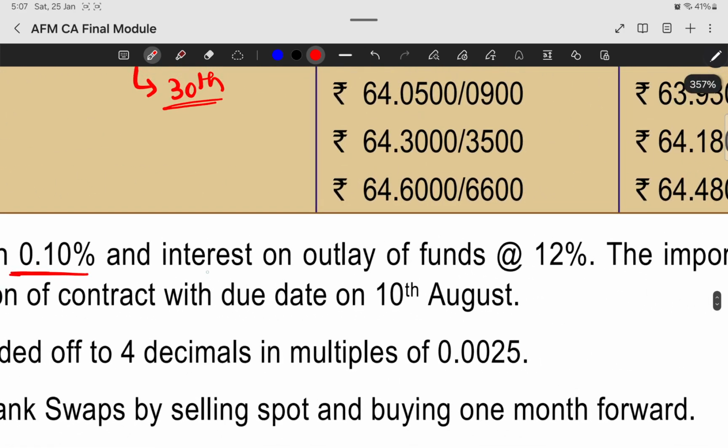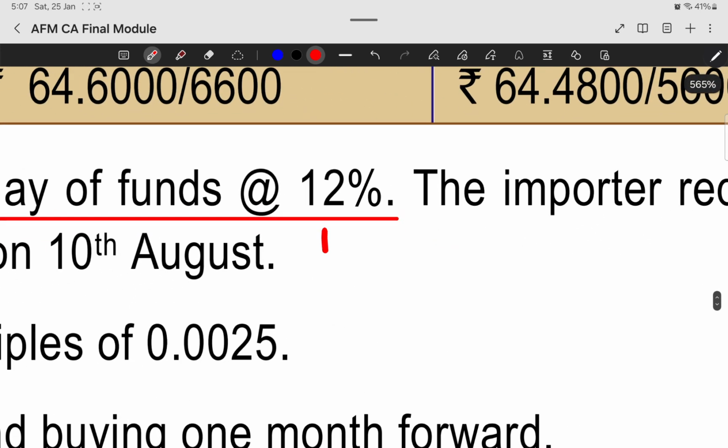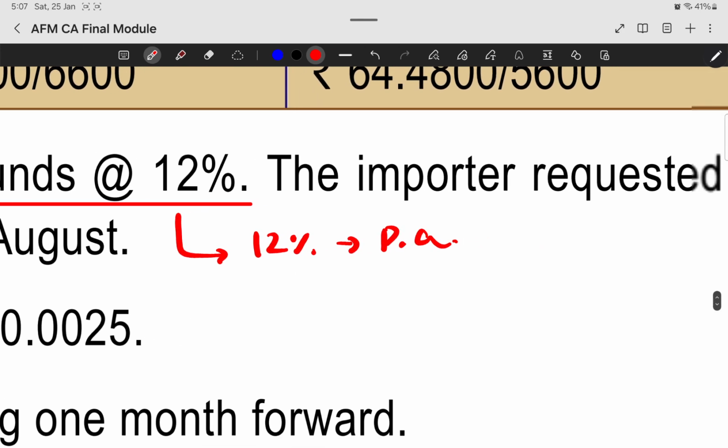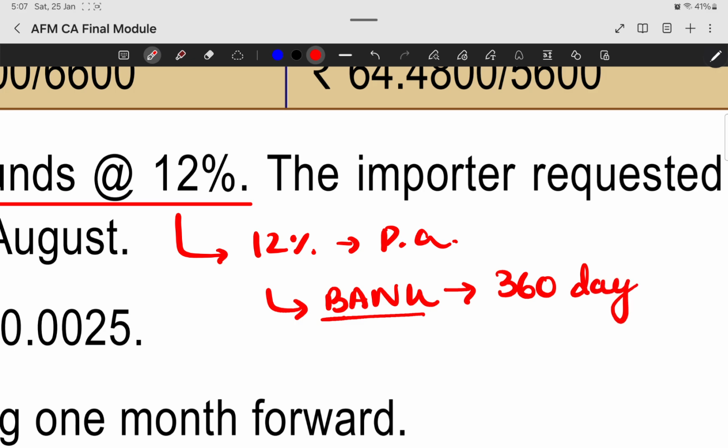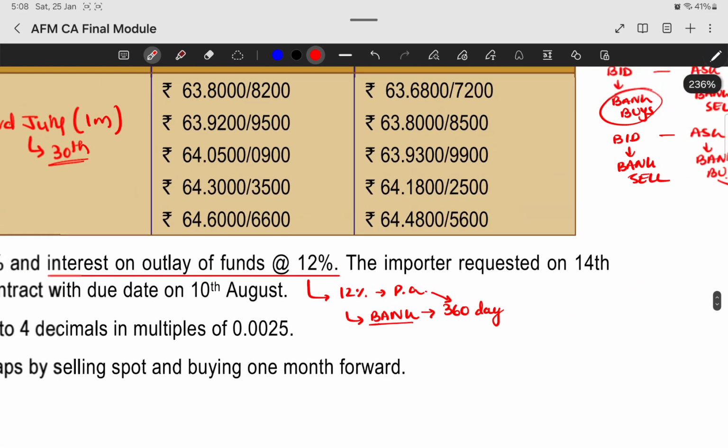And interest outlay on the funds is 12%. Again, let's see what the 12% is about. The 12% is per annum. Since it's a bank that is outlaying its funds, banks have a standardization of 360 days in a year, and therefore per annum means 360 days. And that's how you will solve the question again.